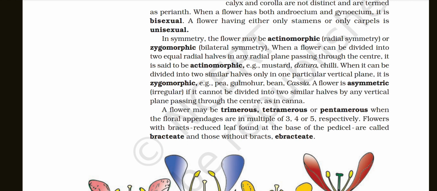A flower is asymmetric, irregular, if it cannot be divided into two equal similar halves by a vertical plane passing through the center, as in canna. A flower may be trimerous, tetramerous, or pentamerous when the flower appendages are in multiples of 3, 4, or 5 respectively. Flowers with bracts, reduced leaves found at the base of the pedicel, are called bracteate, and those without bracts are called ebracteate.